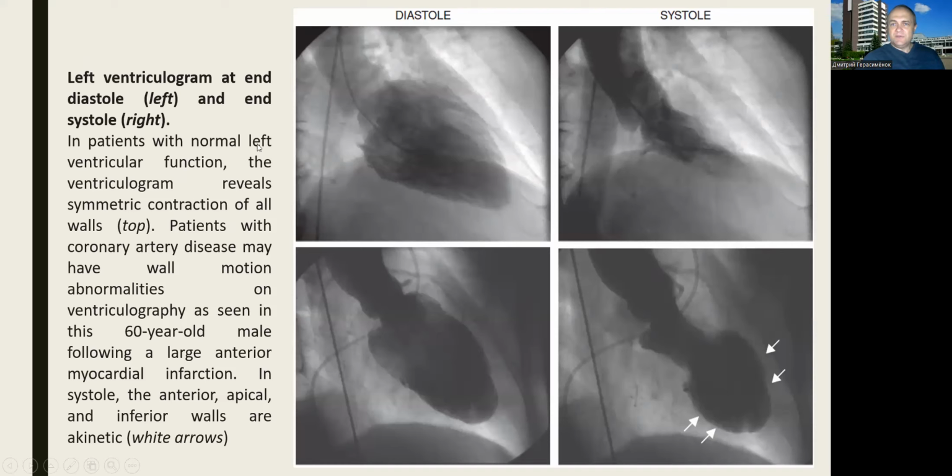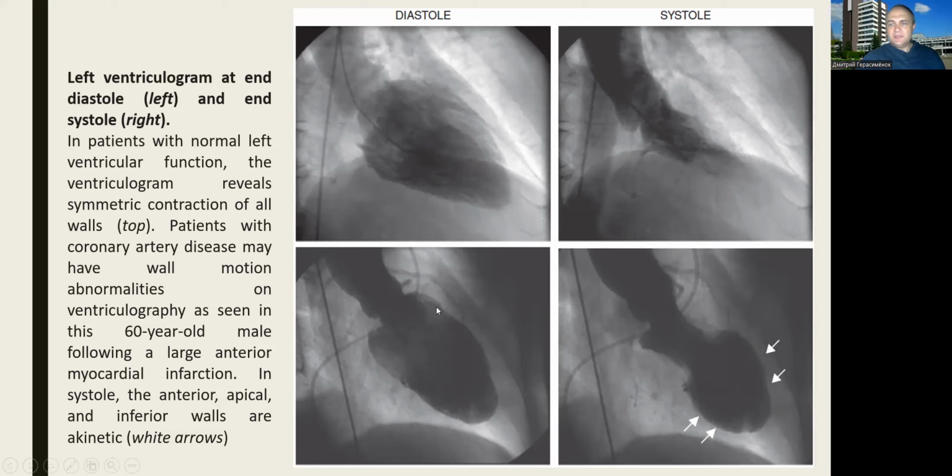So, in patients with normal left ventricular function, the ventriculogram reveals symmetric contraction of all walls. You can see here, this is end-diastole phase and this is end-systole phase. All walls are contracted well.